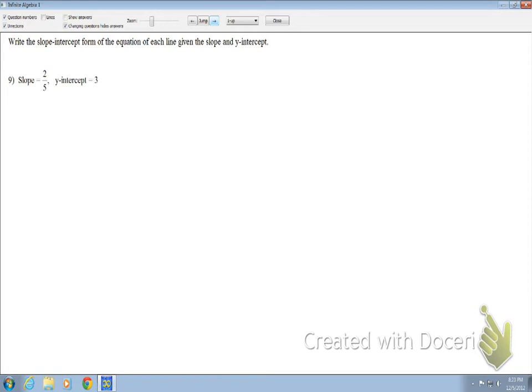Our next problem is the same. We're just putting in the slope, and it's okay, the slope is a fraction, y equals 2/5 x. And now the y-intercept here is 3. I'm going to do a plus 3. If it was a -3, I'd write a -3 instead of a plus 3, but it's positive, so y equals 2/5 x plus 3.